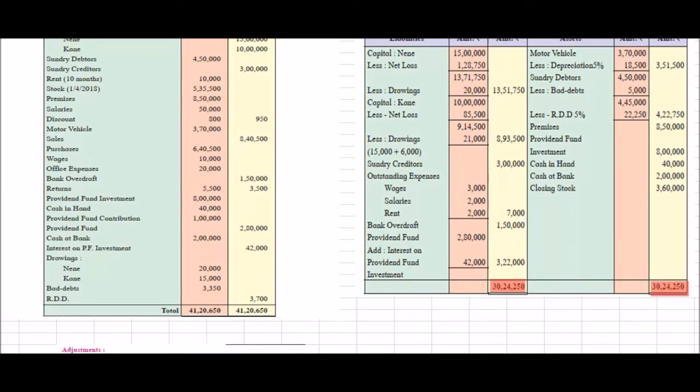Till now we calculated the trading account, the profit and loss account, and the balance sheet. We have adjustments for rent and provident fund, which are the new adjustments in this problem. So till now I have completed the eighth problem.